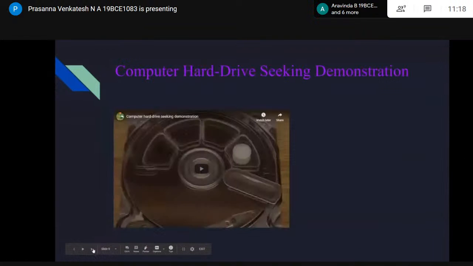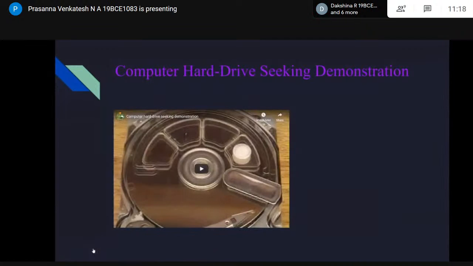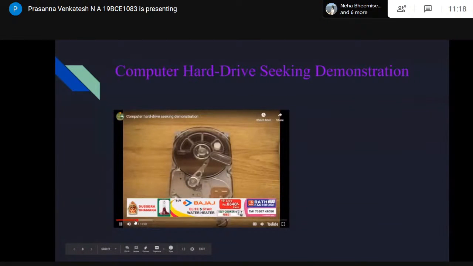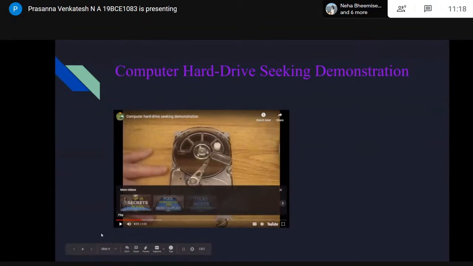So we are going to see the application and the demonstration of hard drive. So this is the computer hard drive, and we link this in the chat box so that you can have a full video of what is happening over here. So over to me.